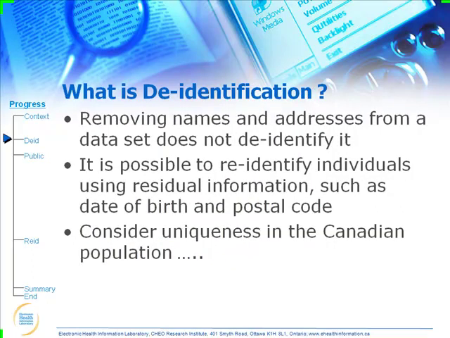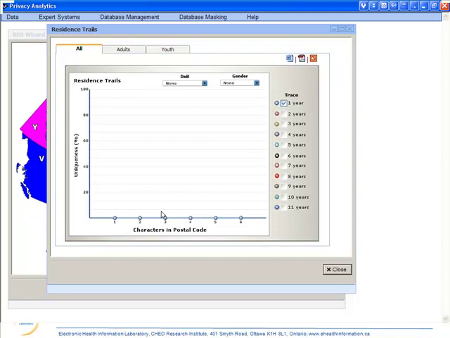So now let's talk about de-identification. In general, removing names and addresses from a data set does not de-identify it. So if you have a data set, in a lot of cases that I see, the data custodians will remove the names and addresses and then say, well, this is de-identified data, now we can do whatever we want with it. It's quite easy to re-identify individuals from data sets even after you remove the names and addresses and telephone numbers and email addresses and so on, and I'll explain to you how. So one of the reasons for this is here.